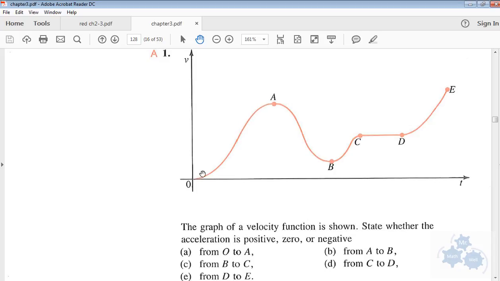Okay. Now, we've got definitely some different curves going here, but let's take a look at this question. The graph of the velocity function is shown. State whether the acceleration is positive, 0, or negative. The velocity is, over time, going up, right? So is this acceleration positive or negative from 0 to A? Over time, speed is increasing, it's positive. Correct. From B to C.